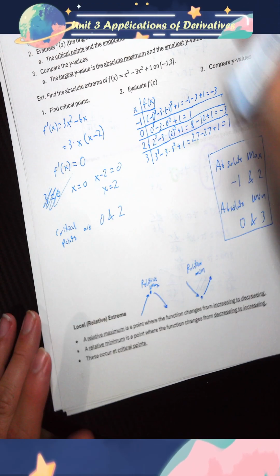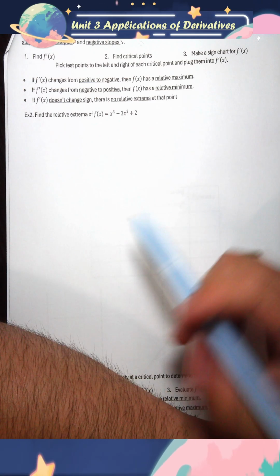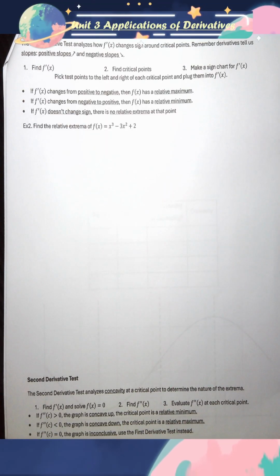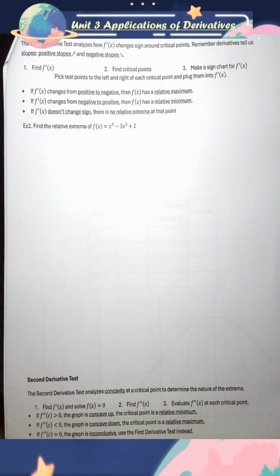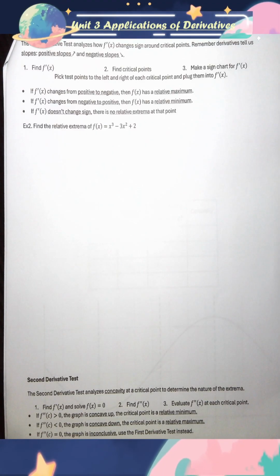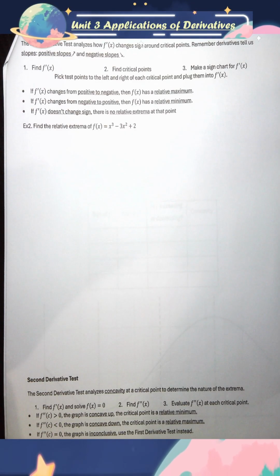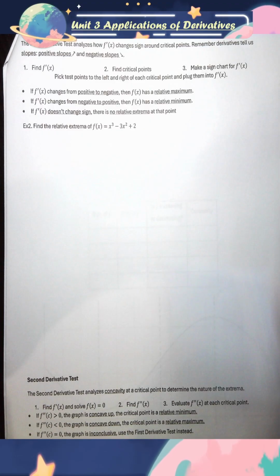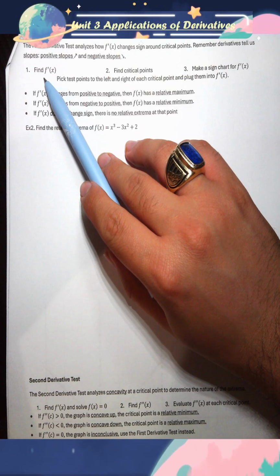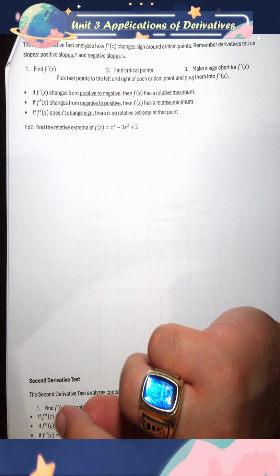All right, let's go ahead and now talk about them in a different light. So we're going to talk about this idea of finding the relative max and mins using the first derivative test. So what is a first derivative test? A first derivative test analyzes how f prime of x changes sign around critical points. Remember, derivatives tell us slopes. So positive slope, that's going up. Negative slope, going down. So find f prime of x, find critical points, make a sign chart for f prime of x.